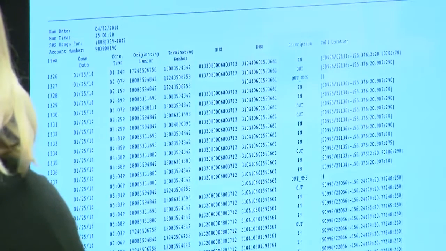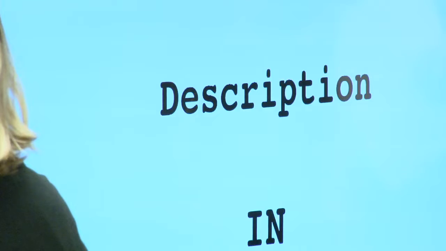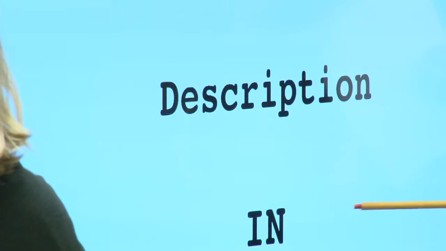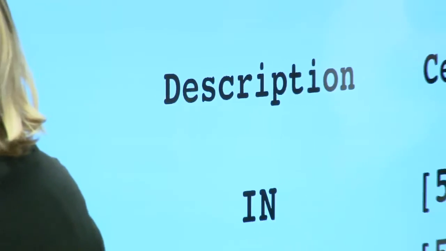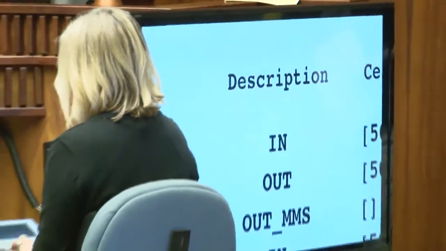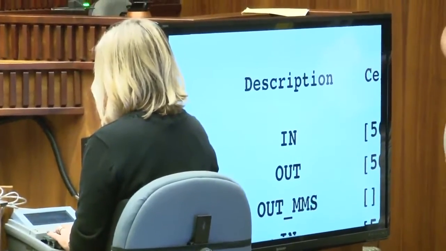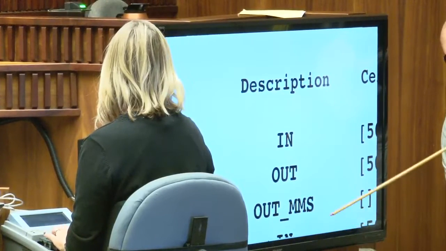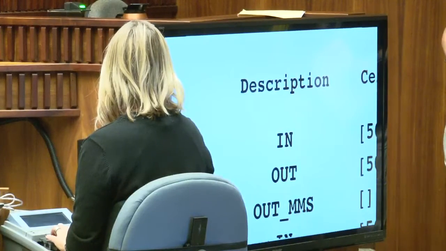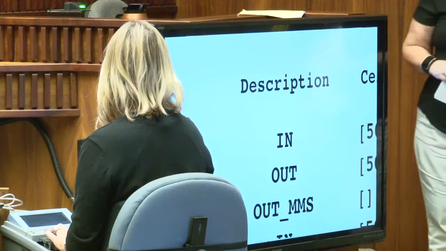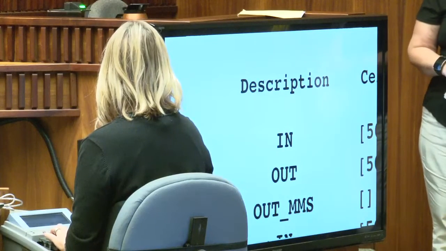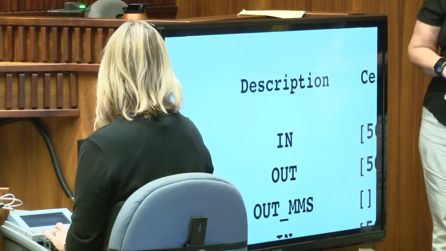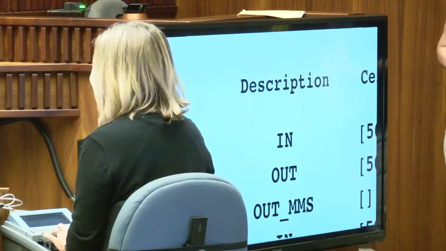Let's go for these first three designations. We describe what "in" means. "In" is an incoming text message from another number, and "out" is an outgoing text message from that number. And what is out underscore MMS? Out MMS is, I'm sorry, not mobile, it's multimedia messaging, and it means it can be text, or it could be a picture or image.